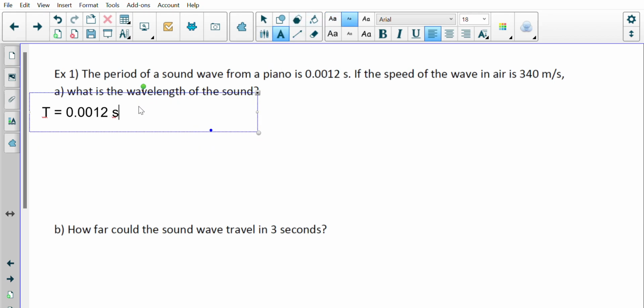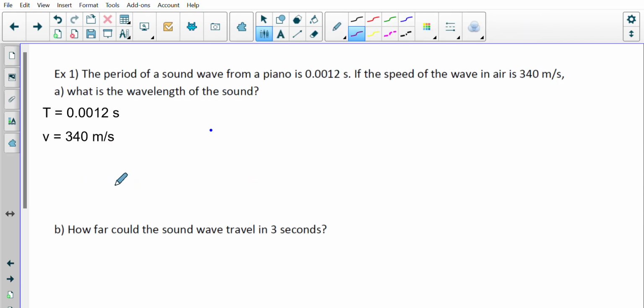The other thing is we know the speed of the wave, so that's our v, and again it's in our nice standard units of meters per second. And what I want to know is the wavelength, lambda, which I don't have on my keyboard. That's a nice little funny symbol there. Again, the universal wave equation is v is equal to f times lambda. Now, I want to know the lambda.